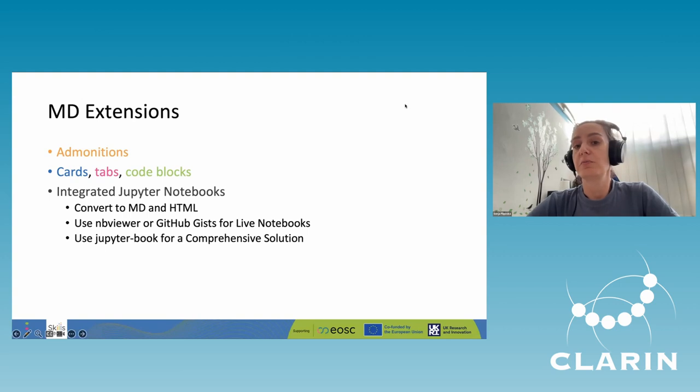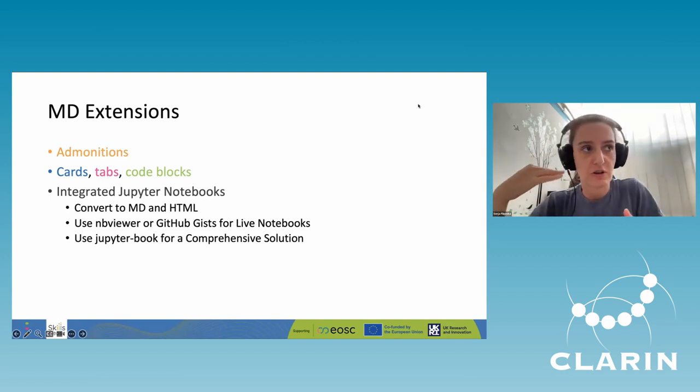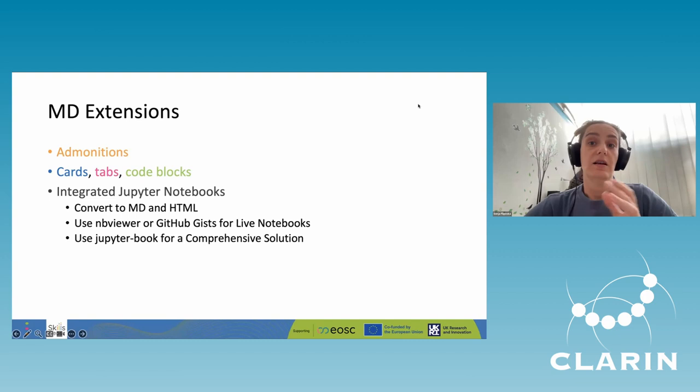Some of you have also mentioned to me that you like to do things like integrating Jupyter notebooks into Markdown. This is also possible, in different ways. The easiest way, but not so interactive, is to convert the notebook to a combination of Markdown and HTML and simply put it inside. But in this way, it will be static. If you really want to use a live notebook, then you need to use something like Notebook Viewer or GitHub Gists, or use the Jupyter Book, which is a variation of Git Book, Git Pages, that allows you to work with a combination of Markdown and Jupyter Notebooks and create this more interactive learning content.